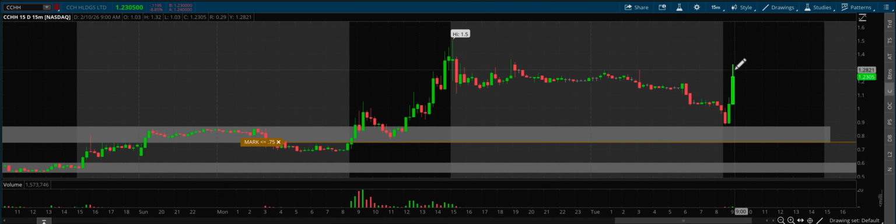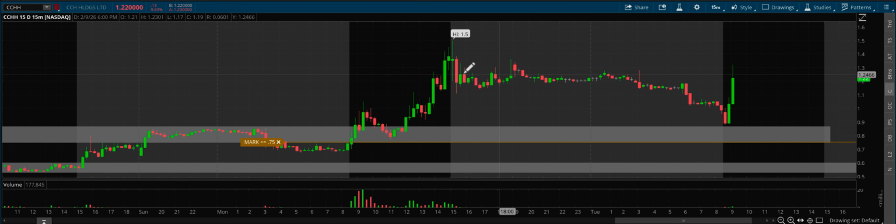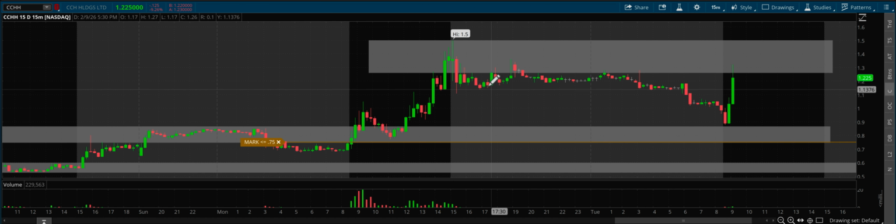Now on this 15-minute, I may look for my setup here, right? We're going to get up to this $1.50 area. So we know currently right now, if we're looking, pushed, failed, our resistance currently is here, right? Pushed, failed, pushed, failed, pushed, failed.